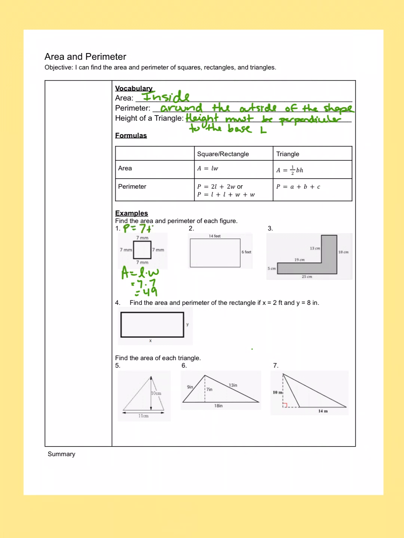So 7 plus another 7 plus another 7 plus another 7, and that's going to give us 28 all the way around. Technically, that's 28 millimeters. In area, this would be 49 millimeters squared, because when we're doing area, it's always going to be in units squared, because we're multiplying a unit times a unit, which is what squared is.